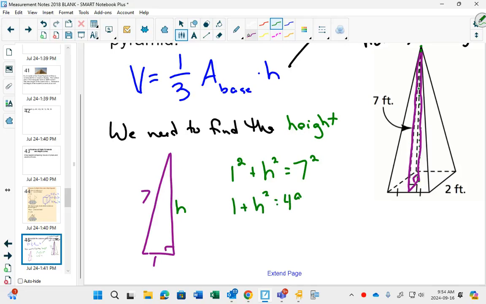7 squared is 49. And we use our skills from grade 9 to solve for this. So we want to get the h squared by itself. We'll move the 1 over.